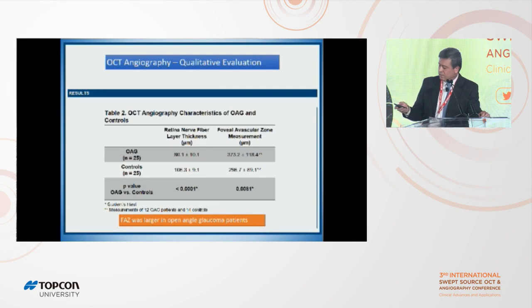And we have similar results to what we have in the literature. The foveal avascular zone, comparing glaucoma patients and normal control patients, was higher in the glaucoma patients. And there's also a difference in the shape of the foveal avascular zone.